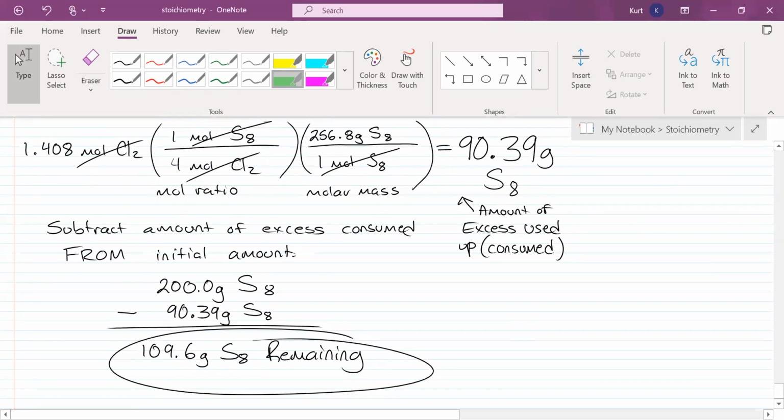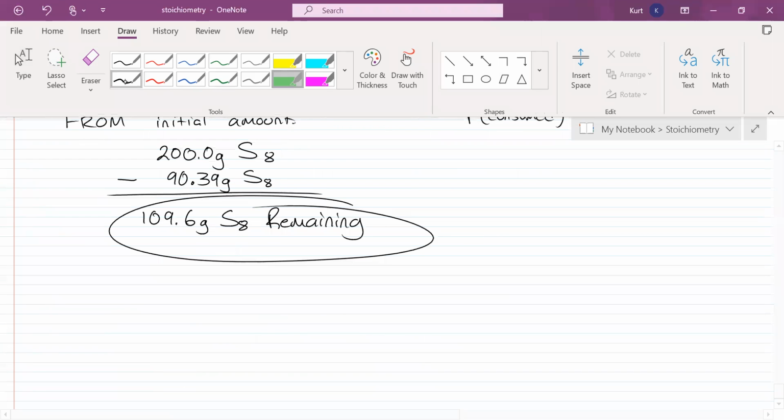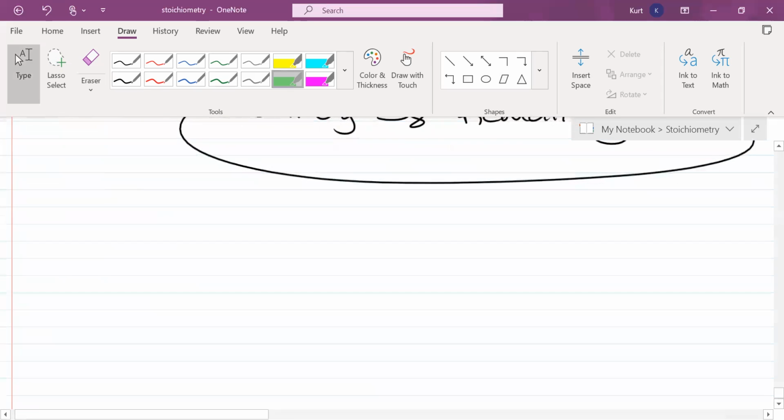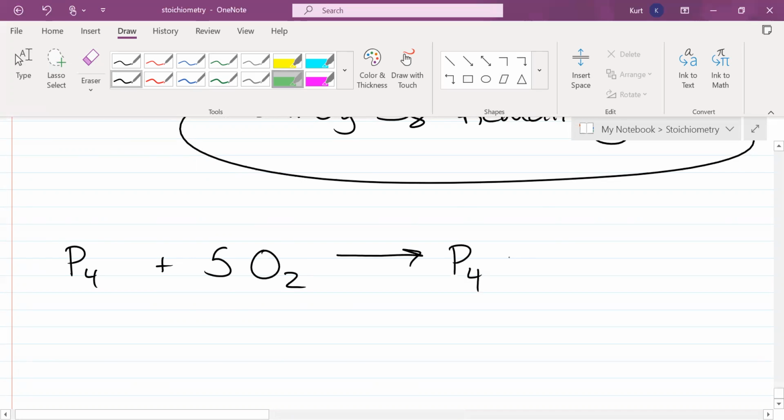So I would love to give you guys an example problem, but we are low on time, and these do take some time. So here is what I'm going to ask you to try to do. You can get started on it now, and I want you to find all 3 parts and bring it into class on Monday. On Monday, you're going to do an in-class worksheet. So here's what I want you to do. You have the equation. Let's see if I can figure this out. P4 plus 5O2 yields P4O10.